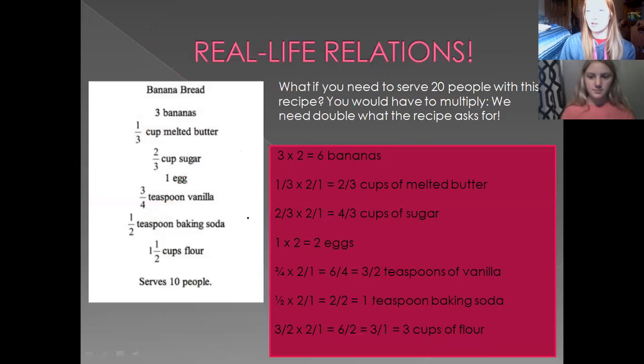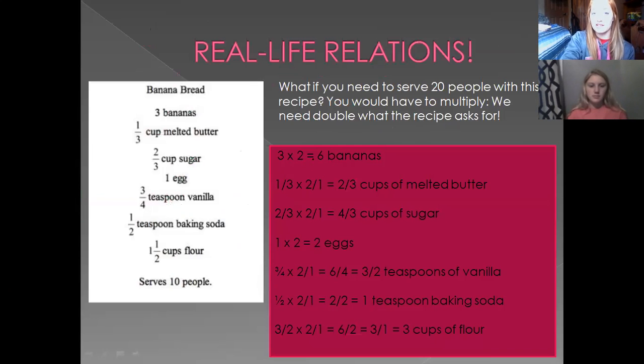All right, guys, let's go over some real-life relations of this stuff. You may think you're not going to use it, but if you ever try to cook a recipe, you're going to have to be using fractions, whether you believe it or not. So this recipe right here serves 10 people. Well, what if you want to serve 20 people? Well, that's double what the recipe gives you for. So we're going to have to double everything. So let's multiply everything by 2.